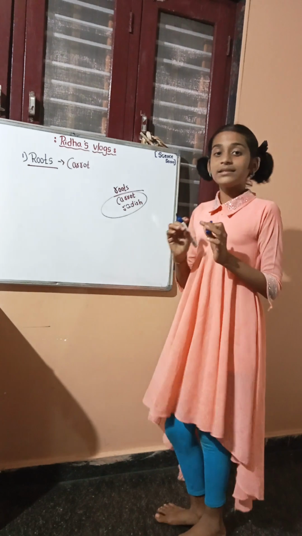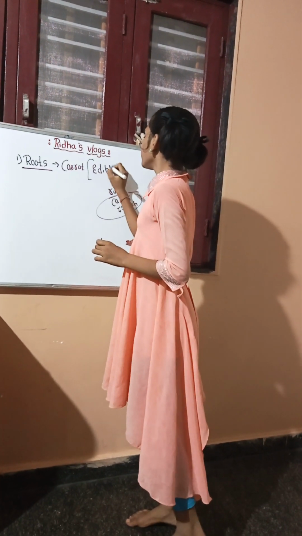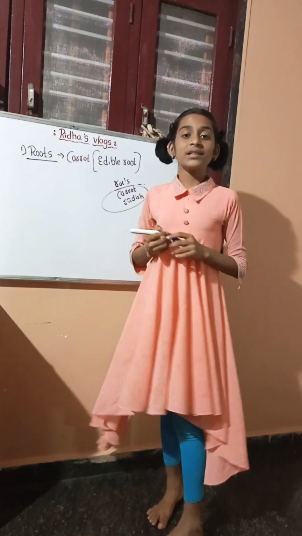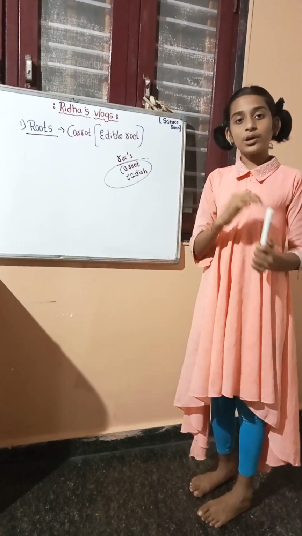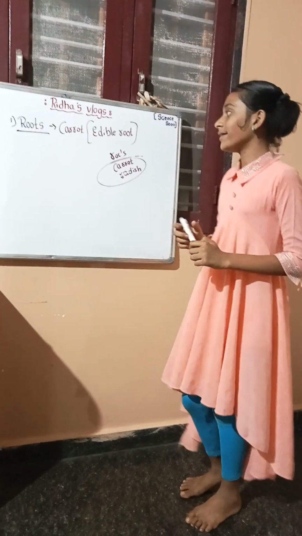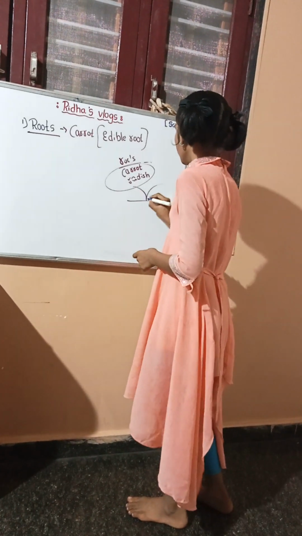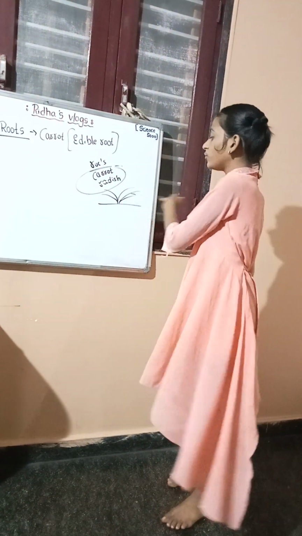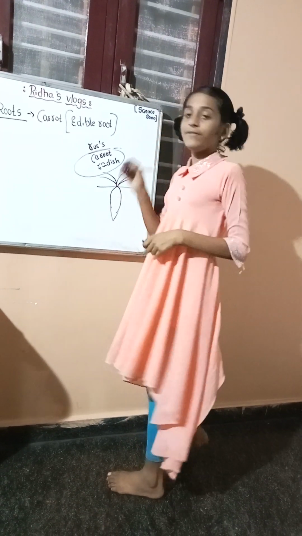Carrot is called an edible root. Edible root means eatable root. You can eat the carrot, so it is called an edible root. You can see that it does not grow up on the ground. You can see only the leaves above the soil. Down there, you will have the carrot.